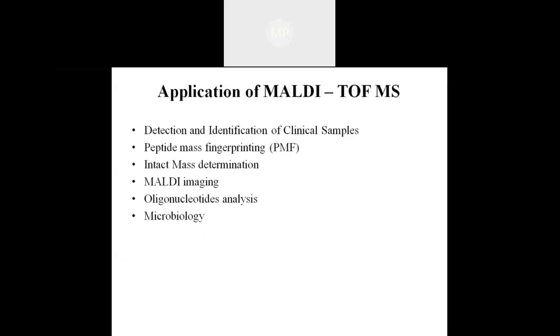Now, moving to the next slide, these are the applications of MALDI-TOF MS. MALDI-TOF MS has simple operation and good mass accuracy, as well as high resolution and sensitivity. Therefore, it has widespread uses in proteomics, in the detection and identification of clinical samples, in peptide mass fingerprinting, in MALDI imaging, and oligonucleotide analysis, and in the field of microbiology. So this is all about MALDI-TOF MS.